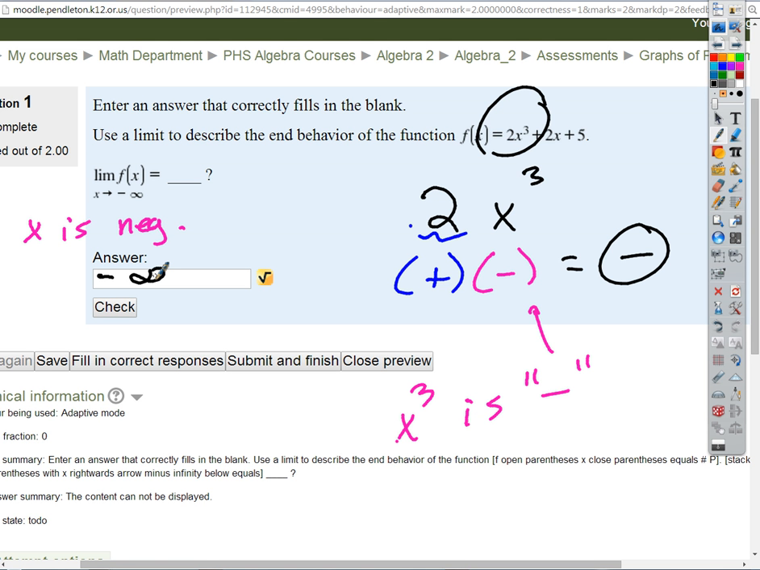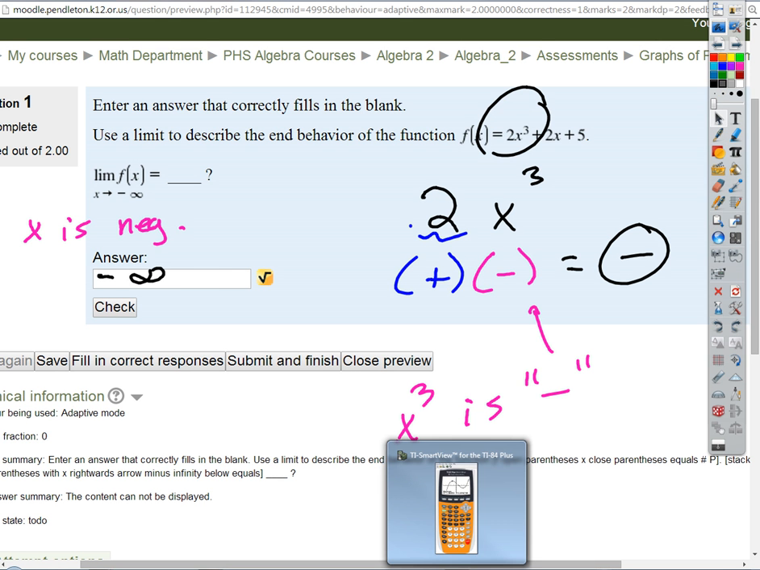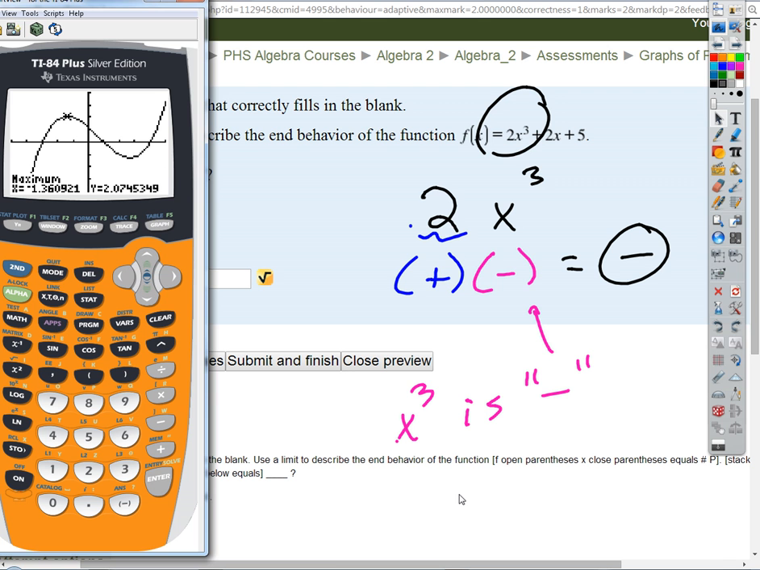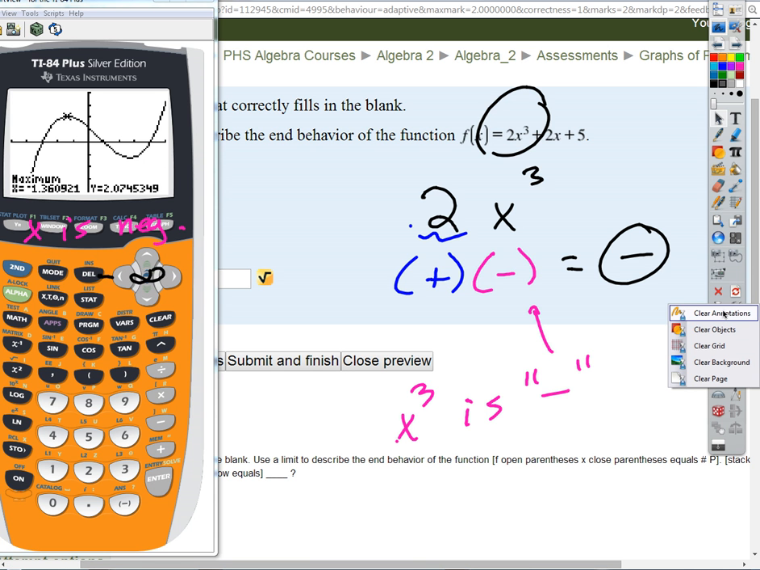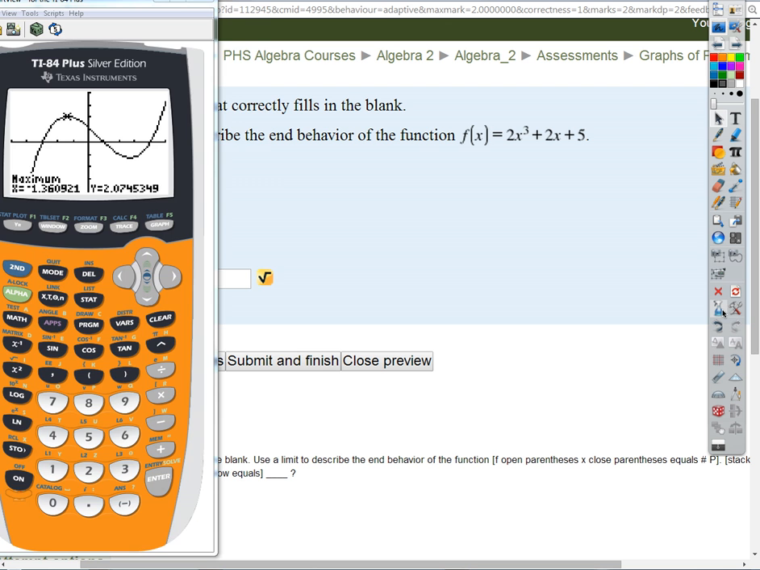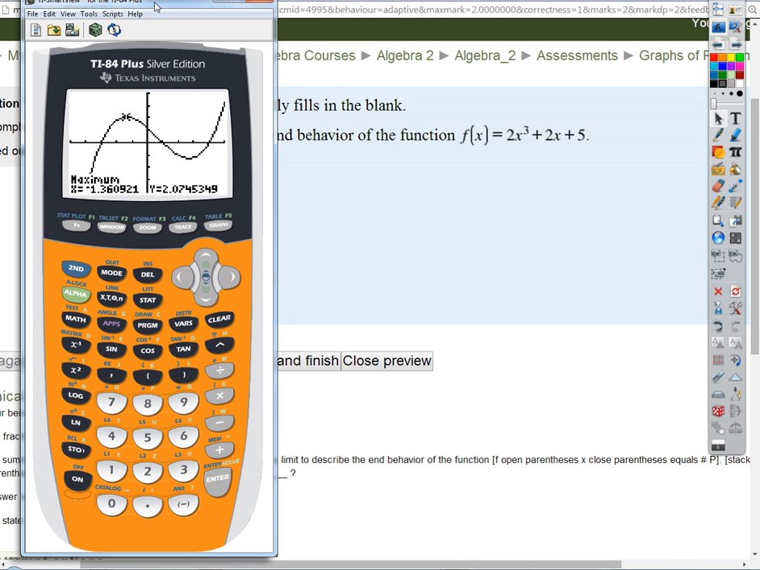Okay, good enough? The other way we can do that is on a graphing calculator. I don't think you need to, but you can if you want to check it at least. If I graph that function, I really only have to graph the leading term, I don't even have to graph the whole thing. I'll just graph the whole thing, but it's unnecessary. Leading term determines the behavior.